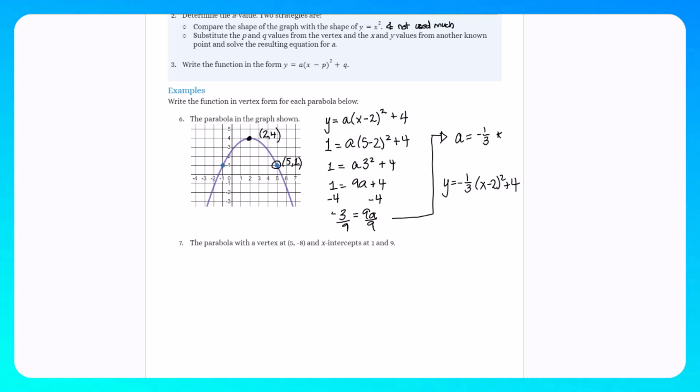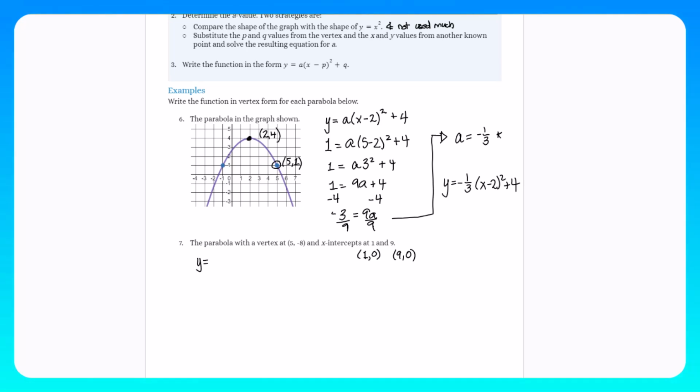Let's look at this last question here, number 7. The parabola with a vertex of 5 and -8. The x-intercept is at 1 or 9. Well, what is an x-intercept? It's actually a point with y equal to 0. So we actually have 2 extra points to work with. And the nice thing is you can pick your favorite.